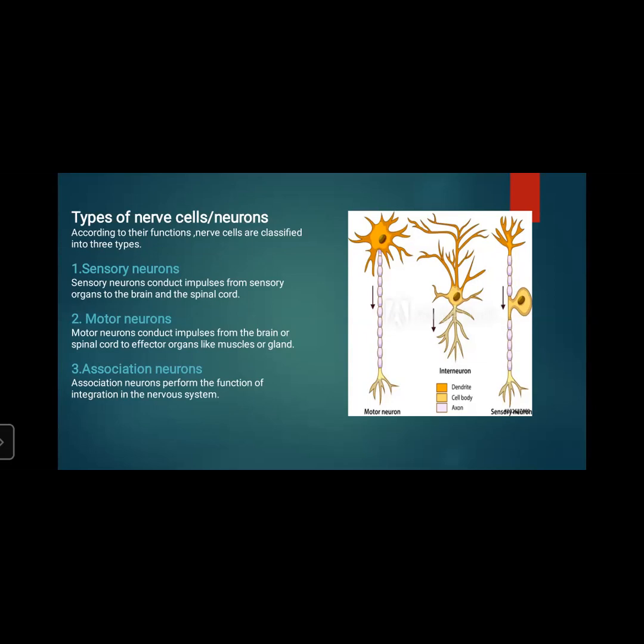And association neurons perform the function of integration in the nervous system. So you can see in the picture, the motor neuron is given, which conducts impulses from the brain or spinal cord to the effector organs like muscles or glands. Sensory neurons send impulses from sensory organs to the brain and the spinal cord. Association neurons perform the function of integration in the nervous system.